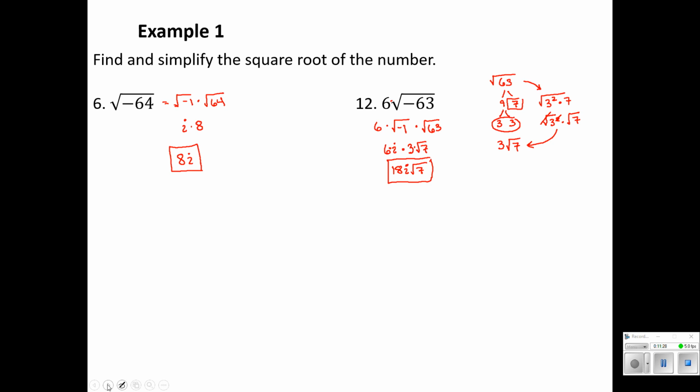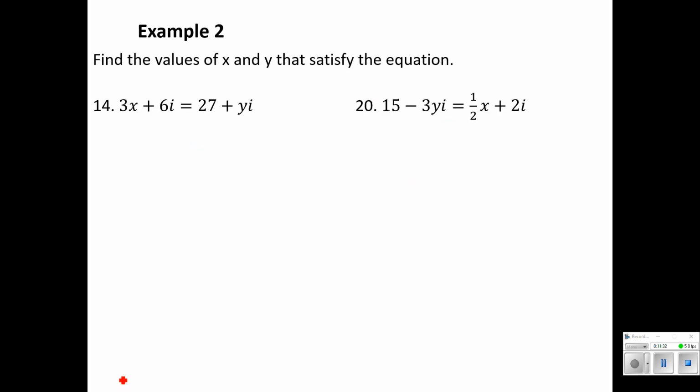I hope that makes some things clear that maybe weren't before. Our second example, find the values of x and y that satisfy the equation. So here we've got this complex number which equals this complex number. Well, if the two numbers are going to be equal, that means their real part has to match and their imaginary part has to match.